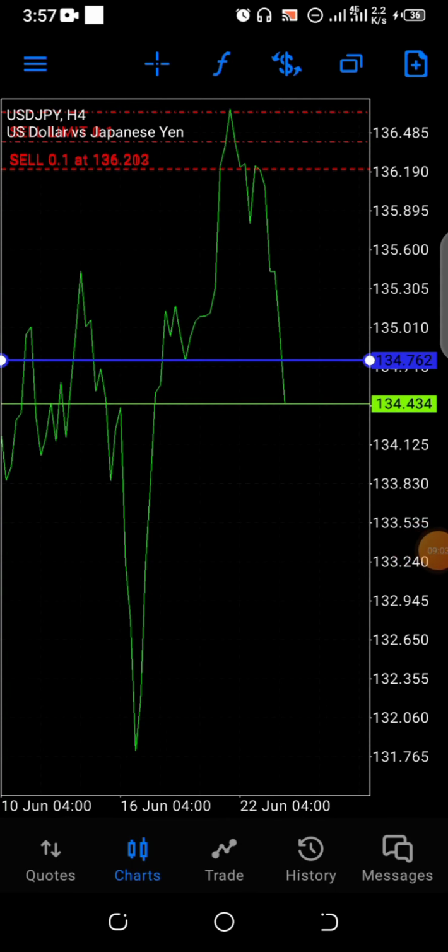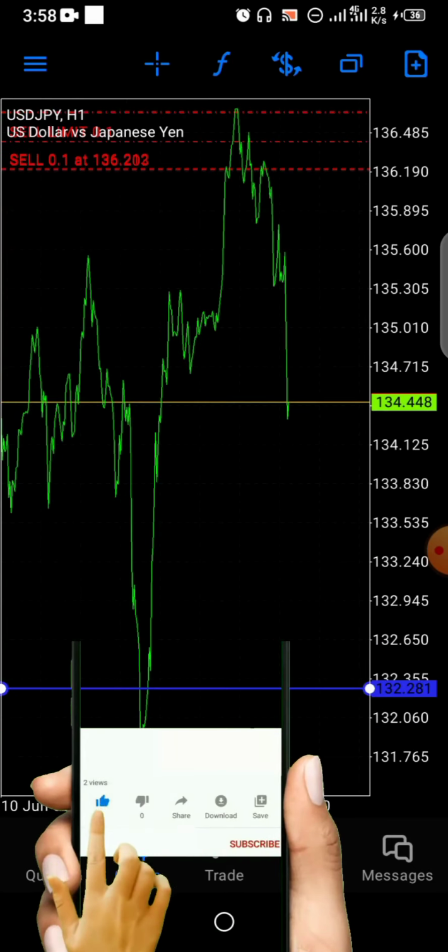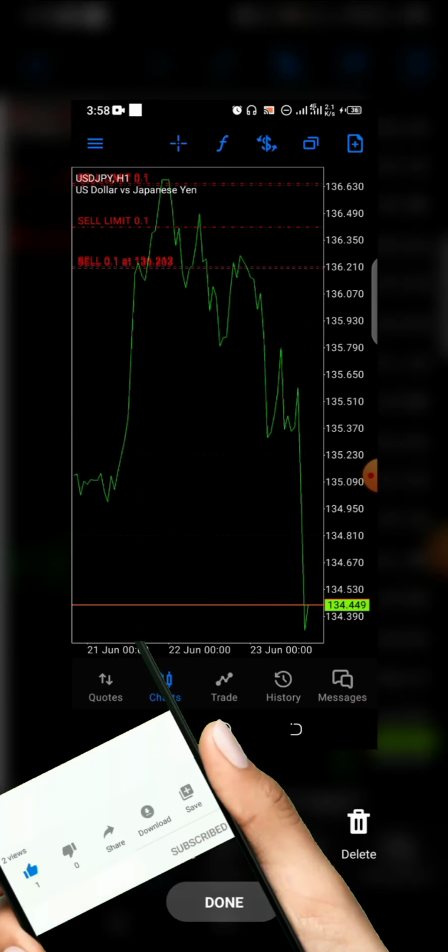If you're able to sharpen yourself on this strategy, you are going to see that it's going to produce a lot for you guys. So that is how to use line chart profitably, guys.